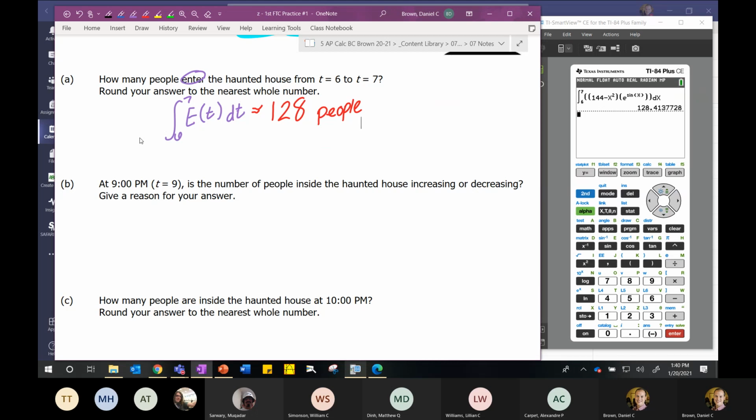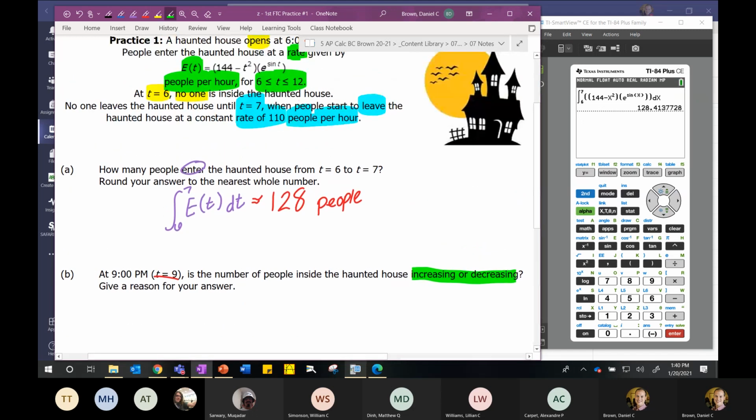So if we're looking at this one, again, certain things I notice. Part B is asking for a certain value, so we no longer have an interval, just t is equal to 9. When we talk about something increasing or decreasing in calculus, let's connect this to the things we already know. Often when talking about increasing or decreasing, we're talking about the derivative. We know a positive first derivative means the function is increasing. A negative first derivative means the function is decreasing. We're already dealing with derivatives since that function is representing a rate. E of t is the rate that people are entering the haunted house. 110 is the rate that people are leaving the haunted house.